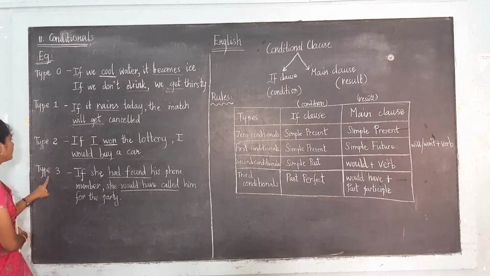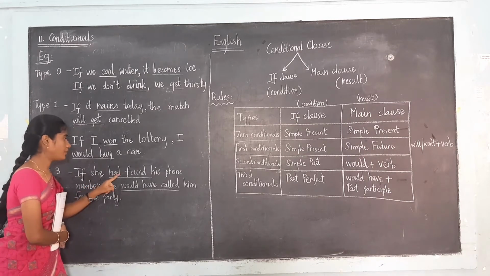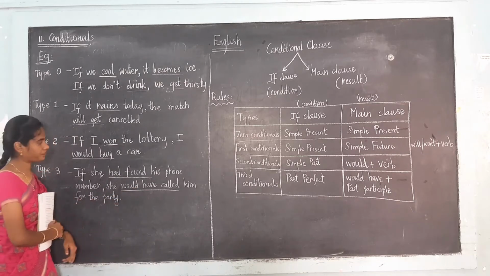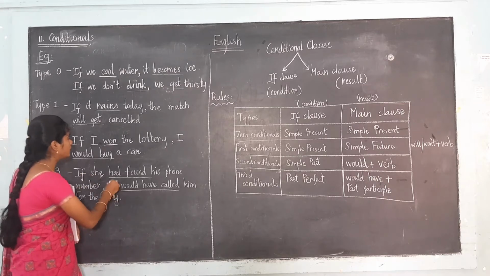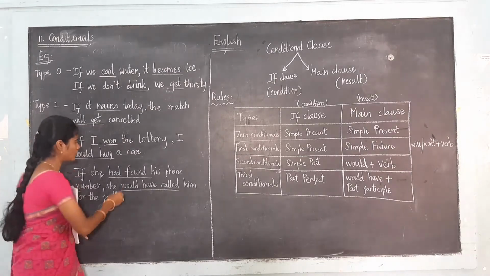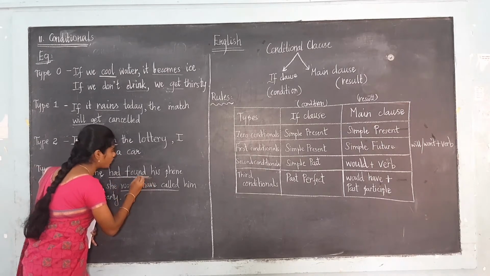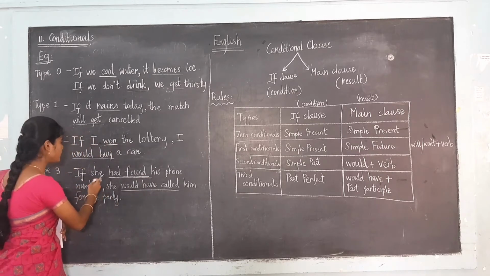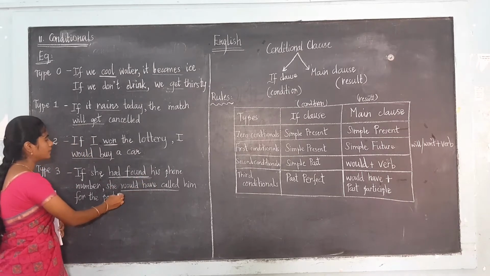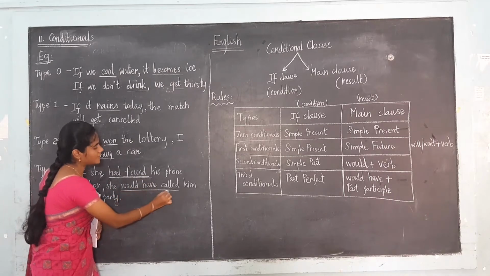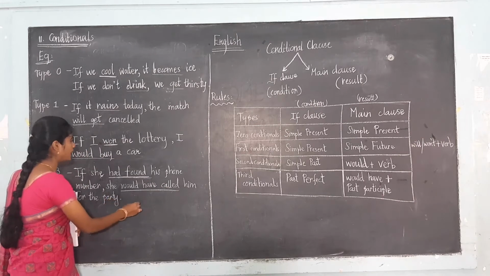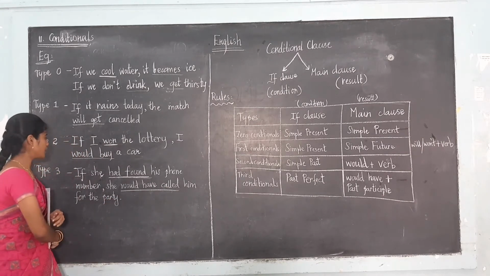See the next one, type 3. If she had found his phone number, she would have called him for the party. So here the if clause is in the structure of past perfect. What is the past perfect structure? Had plus V3. So we have written had plus V3, what is it here? Found. If she had found his, had found, past perfect, and the main clause, that is we have written would plus have plus past participle, that is would have called. She would have called him for the party. So this is in the type 3.